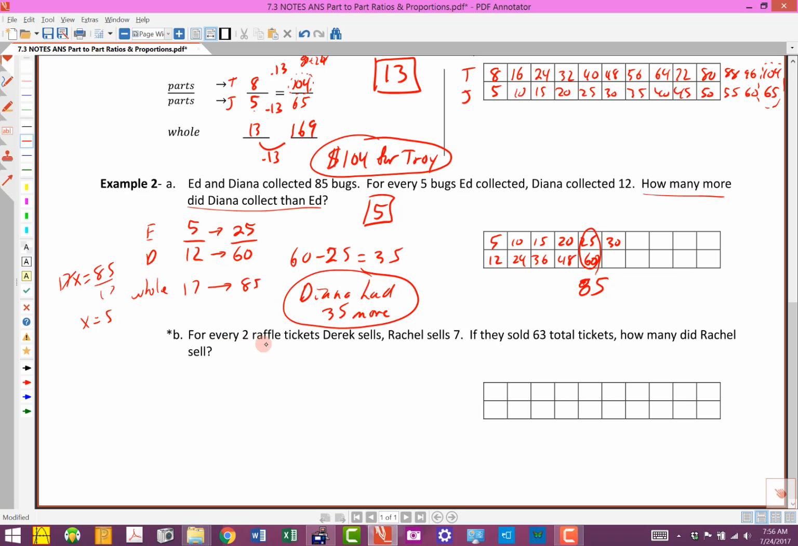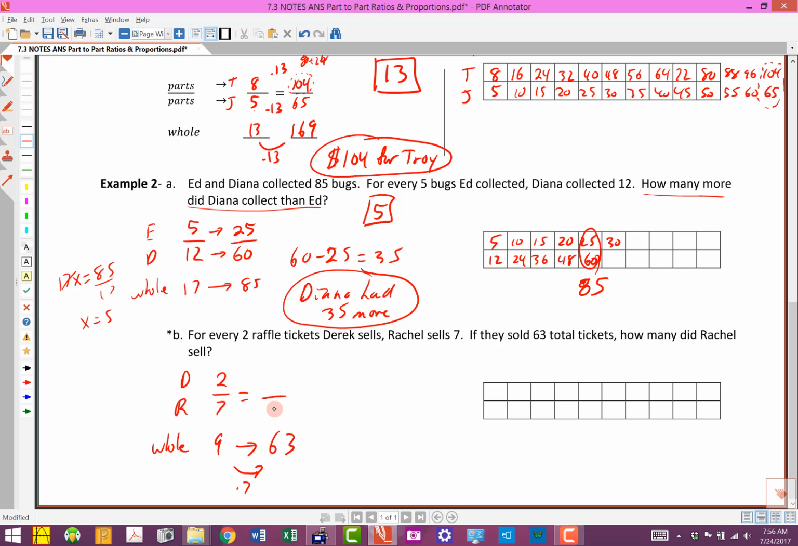For every 2 raffle tickets Derek sold, Rachel sold 7. So we're going to do Derek is 2, Rachel is 7. There's that reduced ratio with the parts. If they sold 63 tickets total, okay, so we're going to do the same thing. The whole part of this ratio, they add up to 9, and it says they sold 63 altogether. So what's the scale factor? Well, what would we multiply 9 by to get 63? It would be 7, so we're going to times by 7.